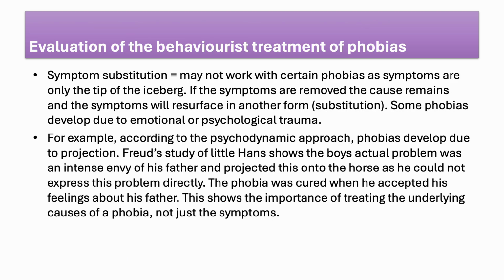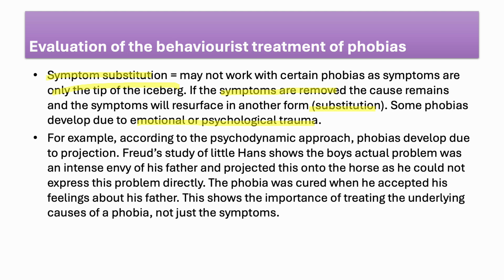So this evaluation is not necessarily complete, but you might find it's one that's easier to remember because it's based on your prior knowledge. So you've got symptom substitution, which is this argument that behaviourist treatments might not work with certain phobias because the symptoms are only the tip of the iceberg. So if the symptoms are removed, the cause remains there. The symptoms will resurface in another form, which is called substitution, because some phobias, sadly, are a result of emotional or psychological trauma. So you might be addressing the symptoms of social anxiety, going out in public, speaking, that sort of thing, but you are not actually addressing the cause, in that these individuals might have experienced really deep-rooted trauma.